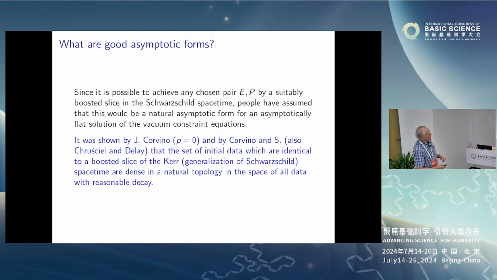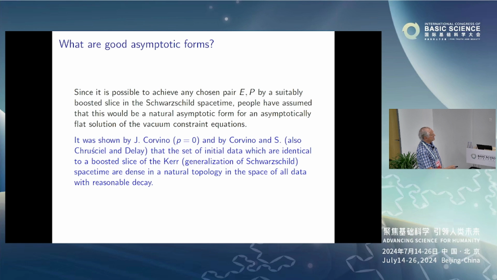And in fact, there's an earlier theorem which really was the start of this sort of gluing type theorem that I'm going to discuss, which was done by Corvino and me, and also Chruściel and Delay. So what we proved is that if you look at the set of initial data which are identical to a boosted slice of the Kerr solution. So it turns out that if you want to localize the data to a Schwarzschild slice, it doesn't quite work. You have to also allow some angular momentum. And so the Kerr solutions allow also angular momentum.